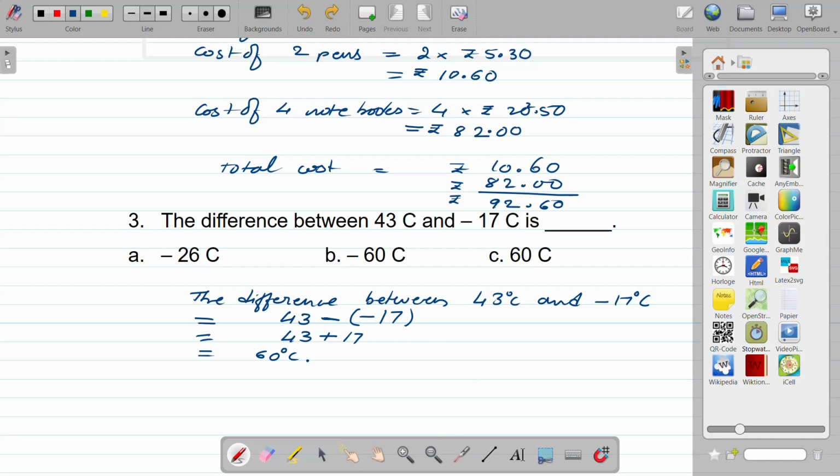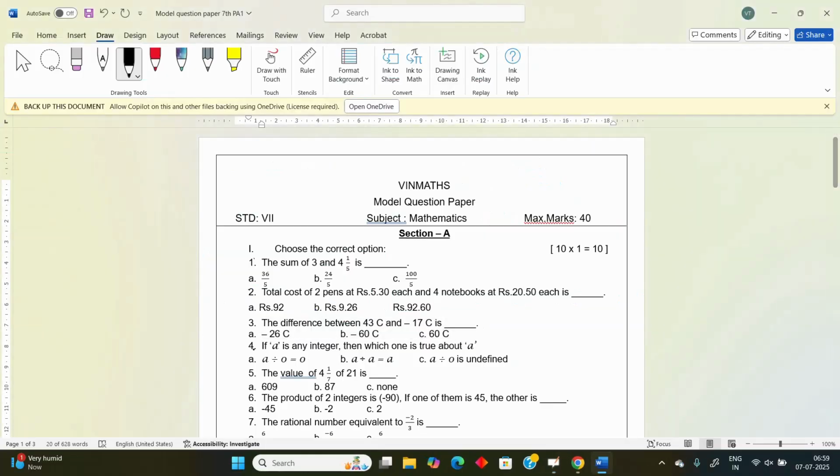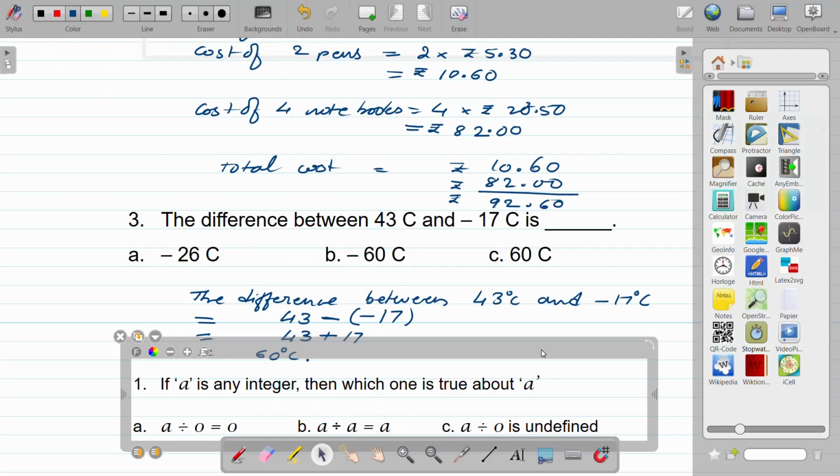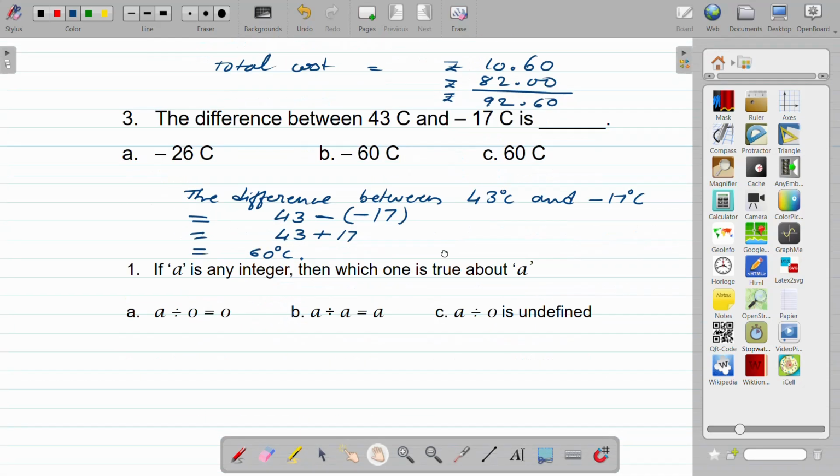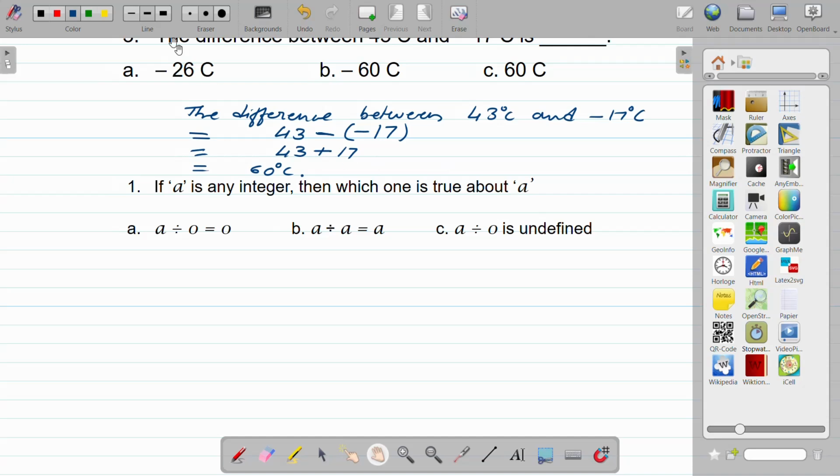Let's solve the next question, number 4. It's a direct question. Everyone has to remember it is a property of division of rational numbers, or you can say integers. Send your answers. It's very easy and direct. The only thing is you have to memorize the properties. This is question number 4. Okay, this is direct, right?